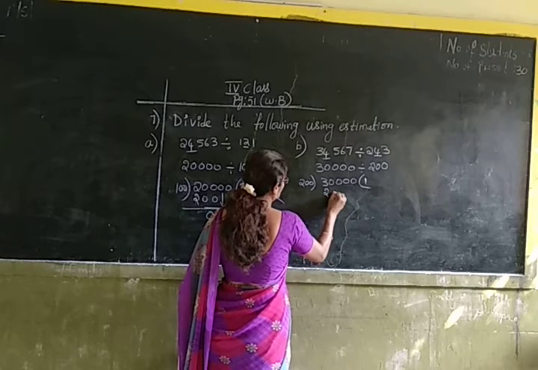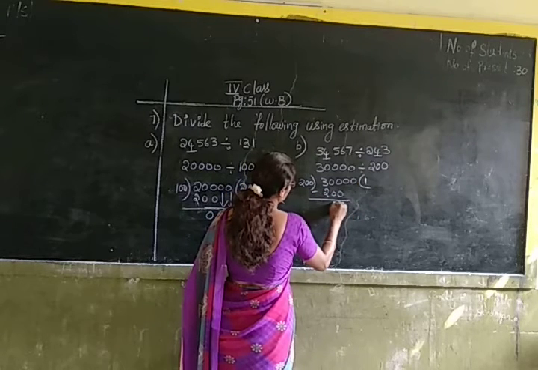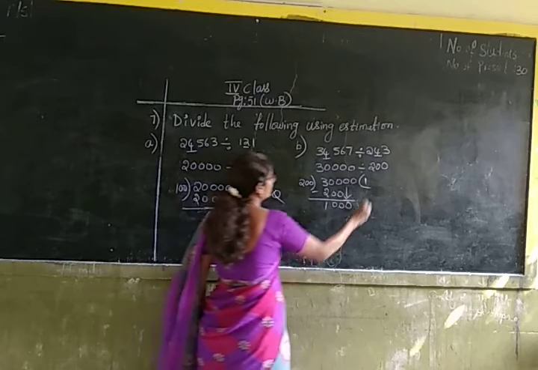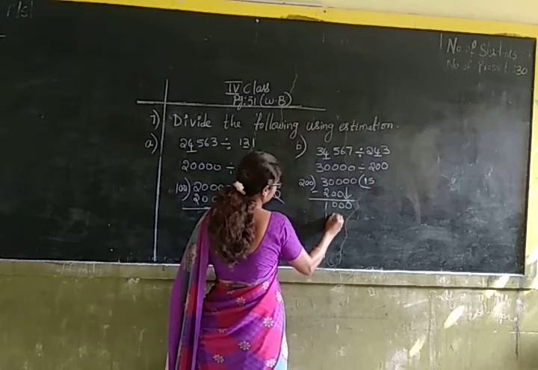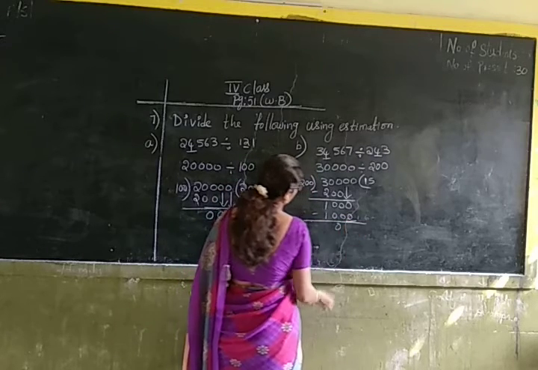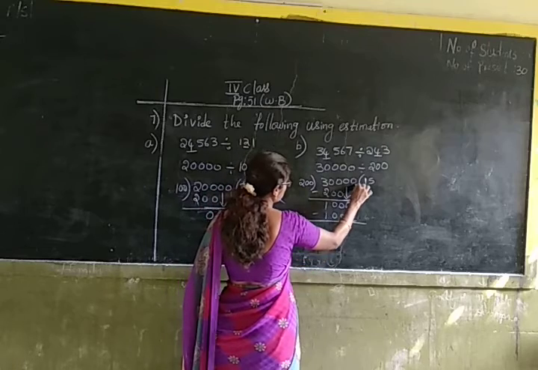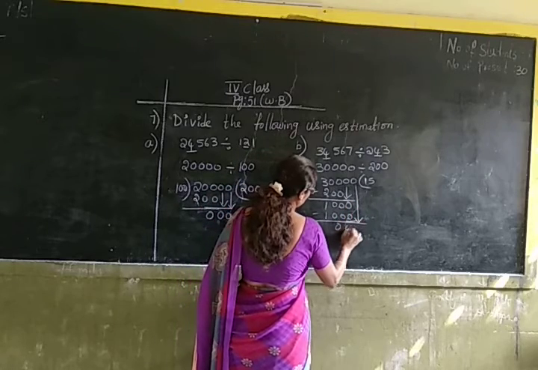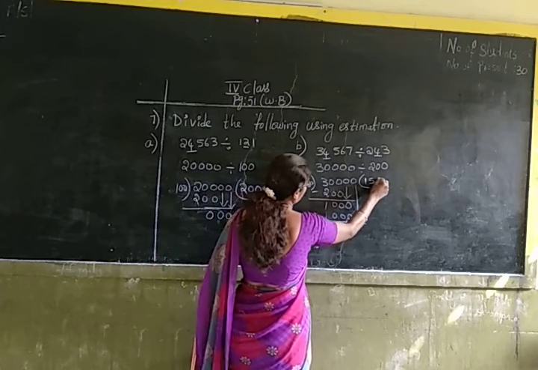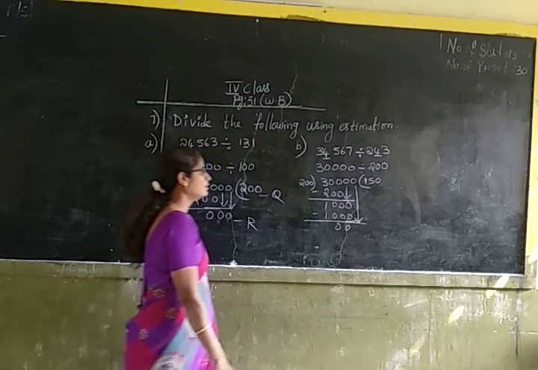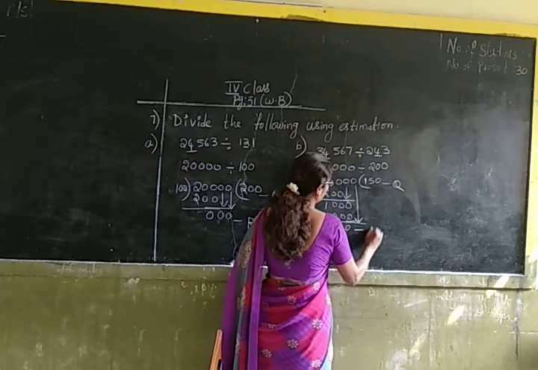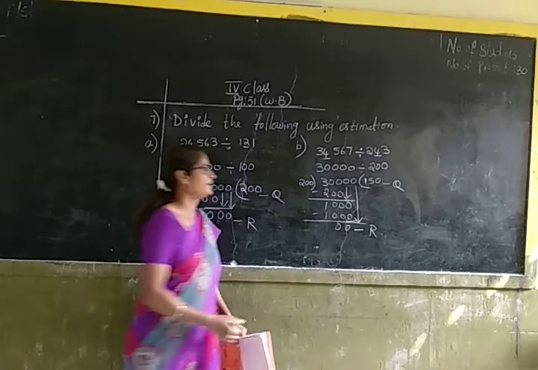200 ones are 200. 0, 1. Bring down 0. 200 fives are 1000. 1000 minus 1000 is 0. Bring down 0. When you bring down 0, if there is a 0 in the remainder, then you have to put 0 in the quotient. 150 is the quotient and 0 will be the remainder.